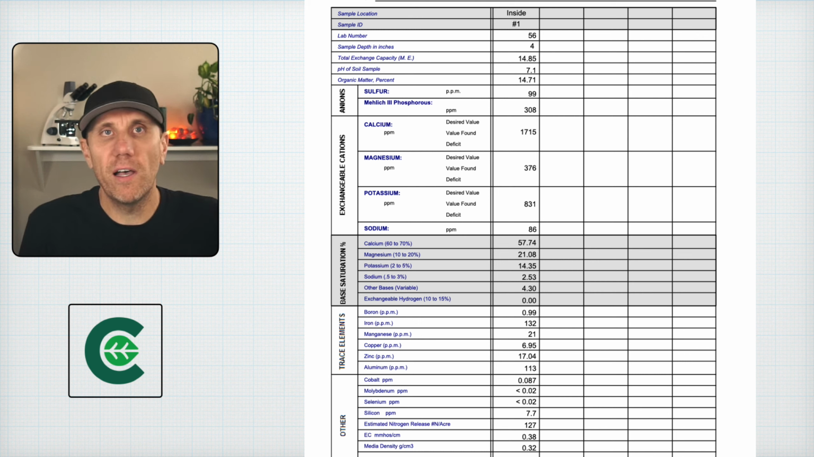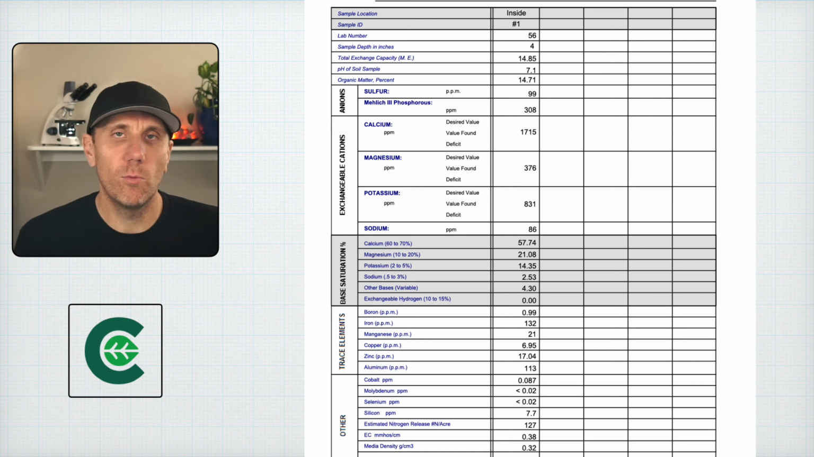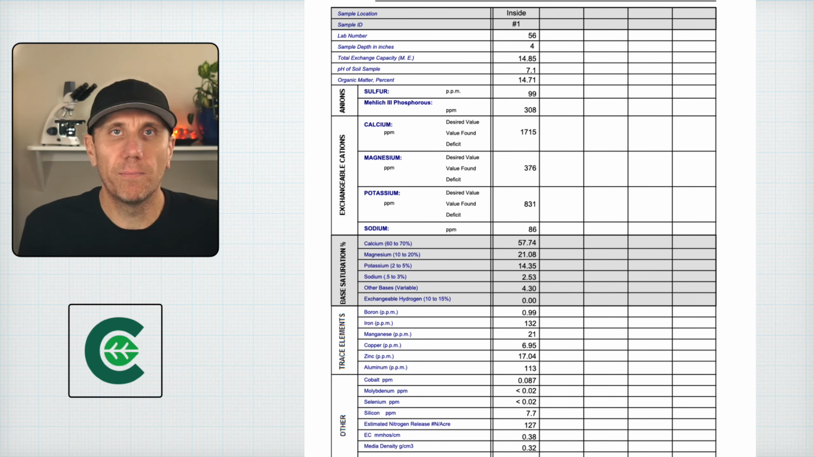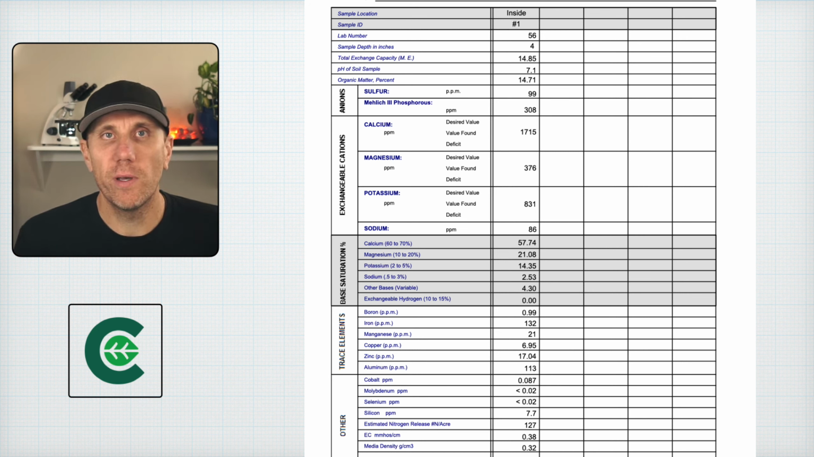Nonetheless, the next value is organic matter of 14.71. Typically, we like to see this number at like 20 or 30%. So I would consider figuring out how to get more organic matter in that soil test. And next we have sulfur and phosphorus. Sulfur is at 99 parts per million. Phosphorus is at 308 rather.